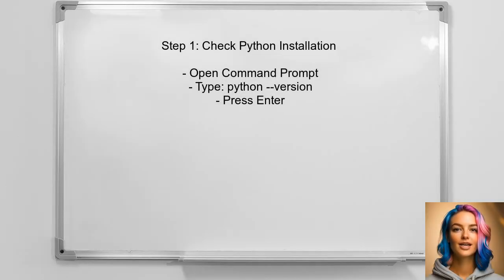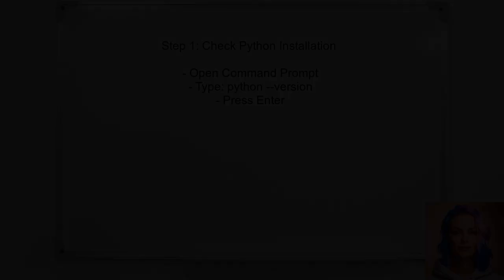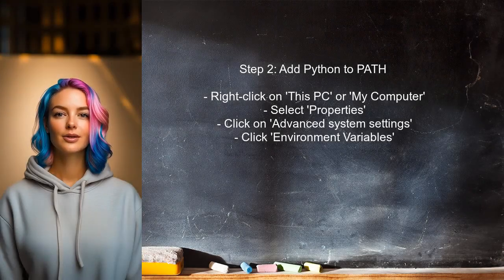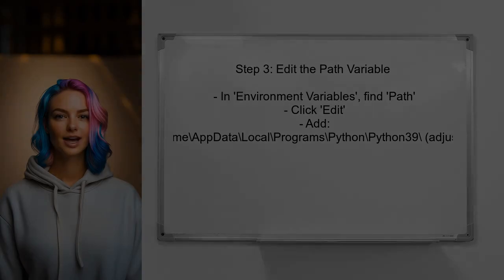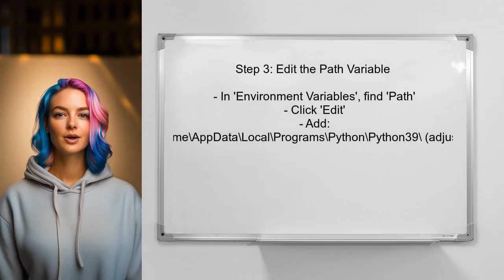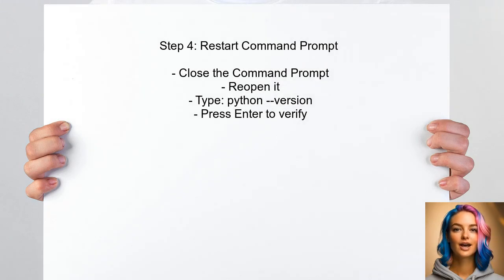To begin resolving this issue, the user should first check if Python is correctly installed on their system. They can do this by opening the command prompt and typing python --version. If Python is not recognized, the user may need to add Python to their system's path. This can be done by accessing the environment variables settings. In the environment variables window, the user should find the Path variable under System Variables and click Edit. They will then add the path to the Python installation directory. After updating the path, the user should restart their command prompt and try running Python again. This should resolve the issue.